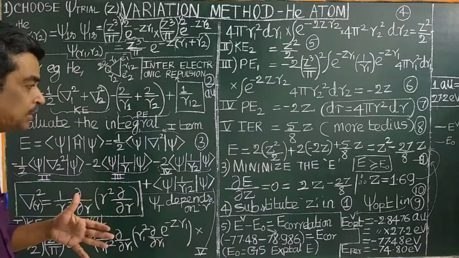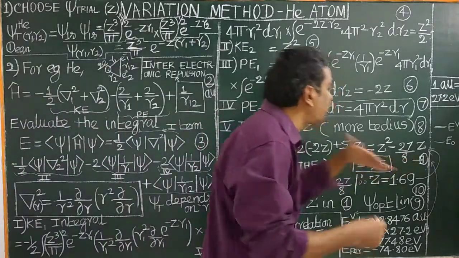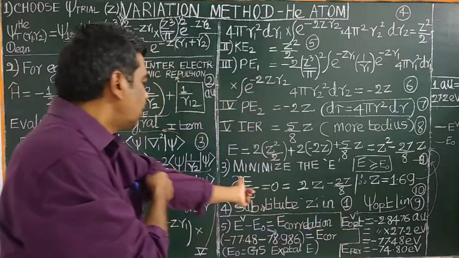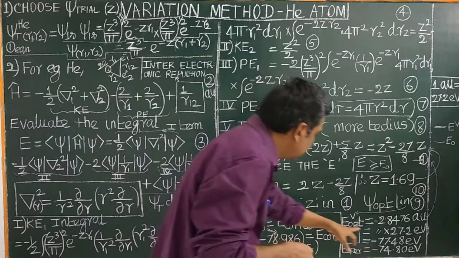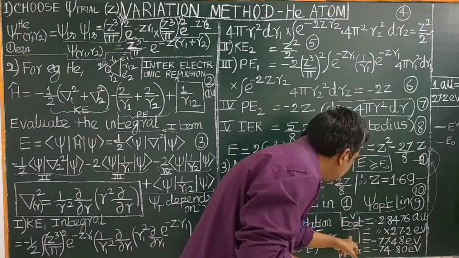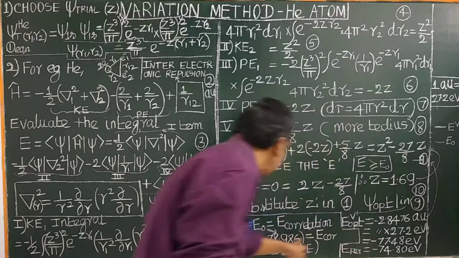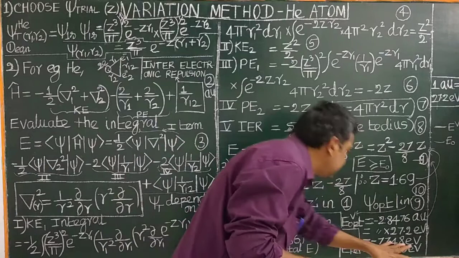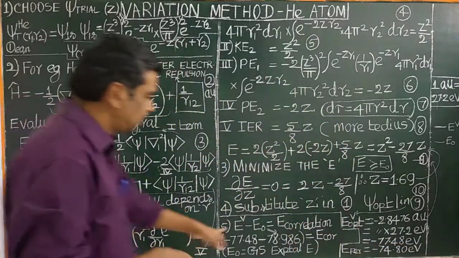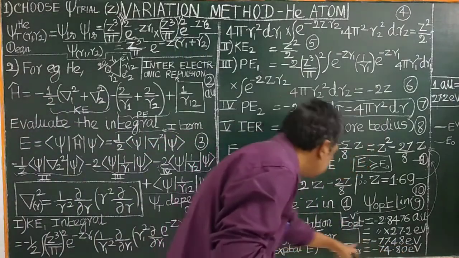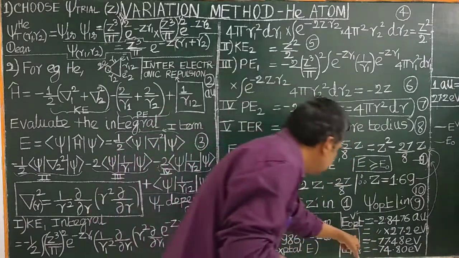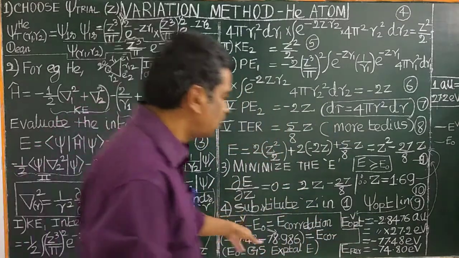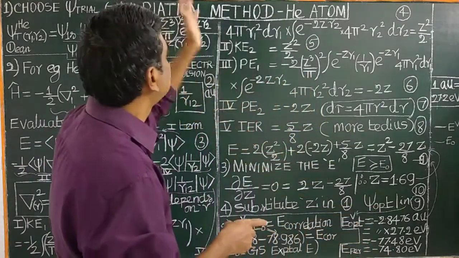According to the variation principle, the energy obtained is always an upper bound, always greater than the experimental ground state energy. In this case, you see the variation energy is very close to the experimental value, whereas the perturbation theory is less accurate. There is more difference. Therefore, the variation method is more accurate than the perturbation method.